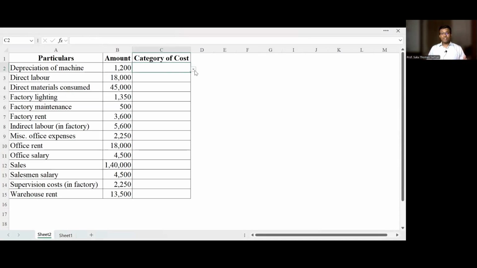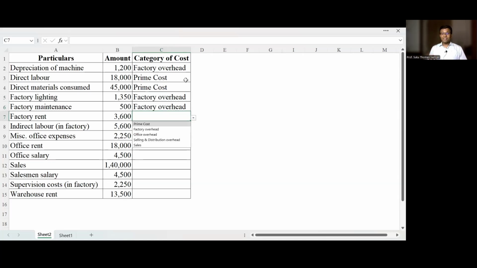Now, depreciation of machine would fall under factory overhead. Why? Because our machinery is part and parcel of our manufacturing activity, and that is what we would be incurring as the factory. Direct labor is a part of your prime cost. It is self-explanatory from the format. Next is direct material consumed. This refers to the cost that you incur for the raw material. This again would be a part of your factory cost. So sorry, prime cost. Next we have factory lighting. This would be a part of your factory overhead. Factory maintenance, again factory overhead.